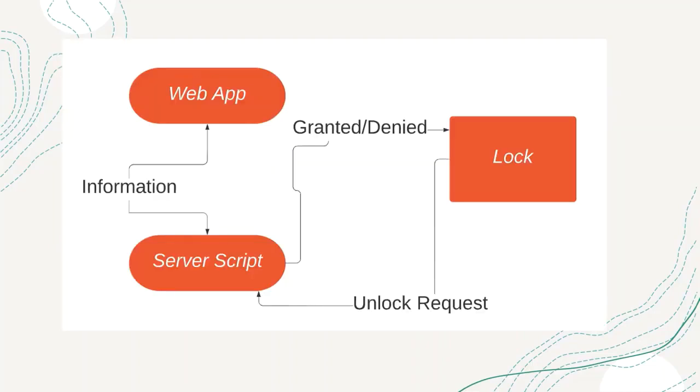Depicted here is kind of a general layout of the system. Keep in mind there could be more than one lock even though there is only one shown here. So initially the lock sends an unlock request to the server script. The server script then takes this request and shares information back and forth with a web application to determine whether or not to service this request. The server script then sends this decision back to the lock.